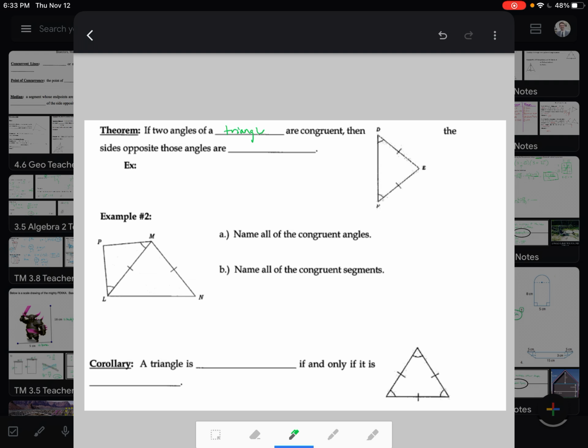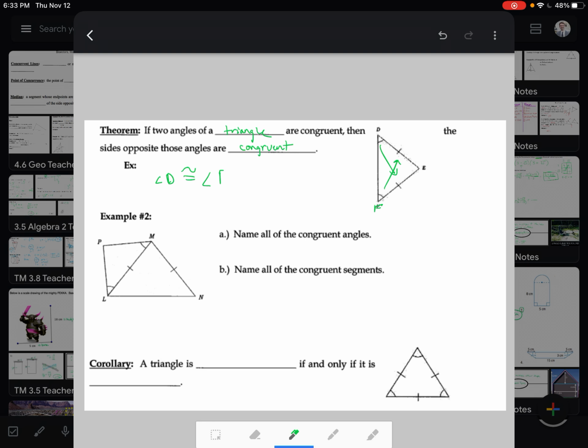All right, moving on here to our next theorem. If two angles of a triangle are congruent, then the sides opposite those angles are congruent as well. So this time, if we are given angles first, we can say that the sides across from angles that are the same are also the same. So before we went from sides to angles, now we're going from angles to sides.